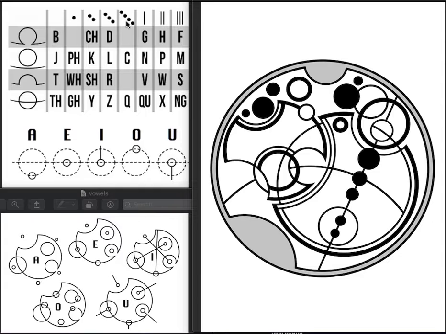It was done using Loren Sherman's fan-made Gallifreyan script, which uses this combination of dots and lines on these 4 different stems to make the consonants. And the vowels are a bit trickier. They're always smaller little circles, and they change their position depending on what vowel they are and on which of these 4 stems they're located.